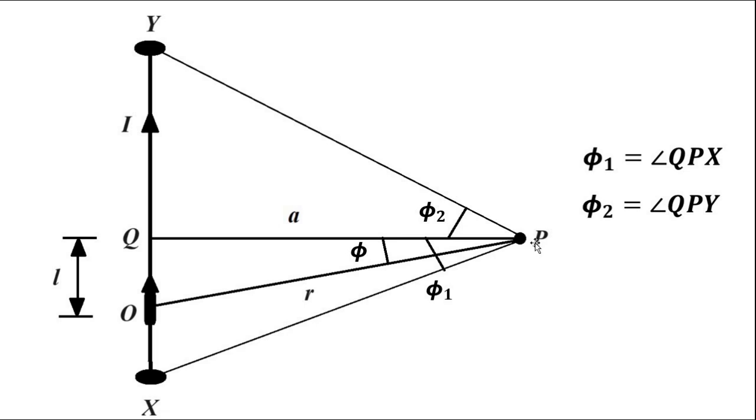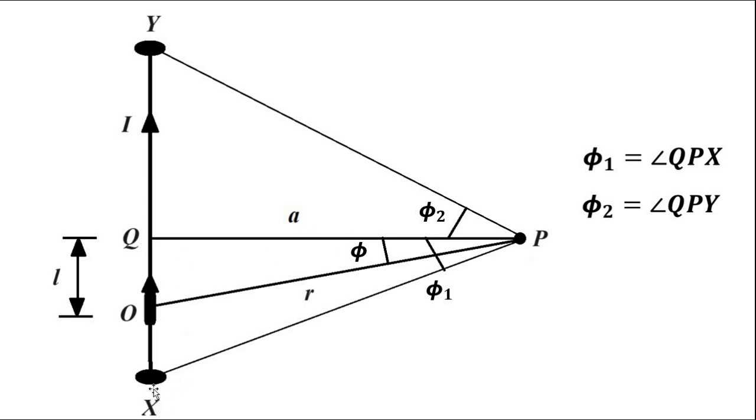So here the process is we connect each of the two ends of the conductor by drawing lines from these points X and Y to the point P. The point X makes an angle phi 1 with respect to the point P in the horizontal direction, and the point Y makes an angle phi 2 with respect to P in the horizontal direction. Here QP is equal to a.